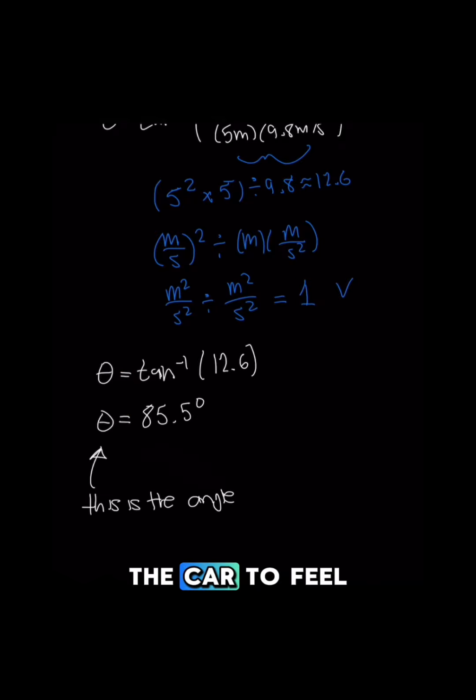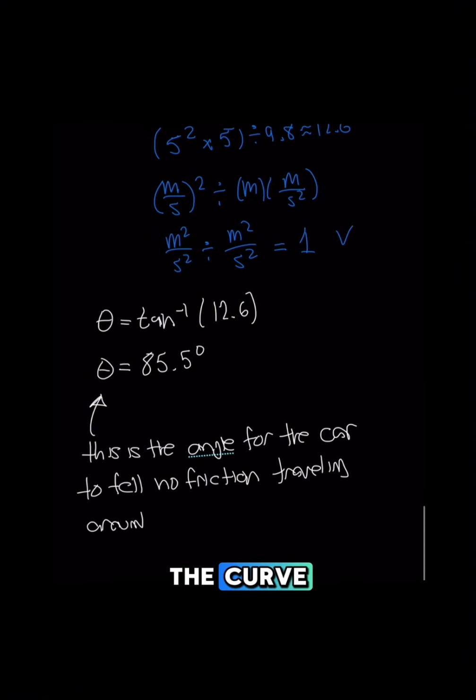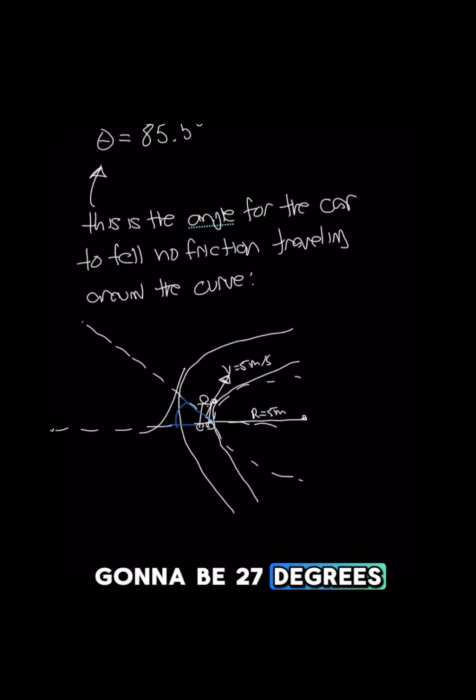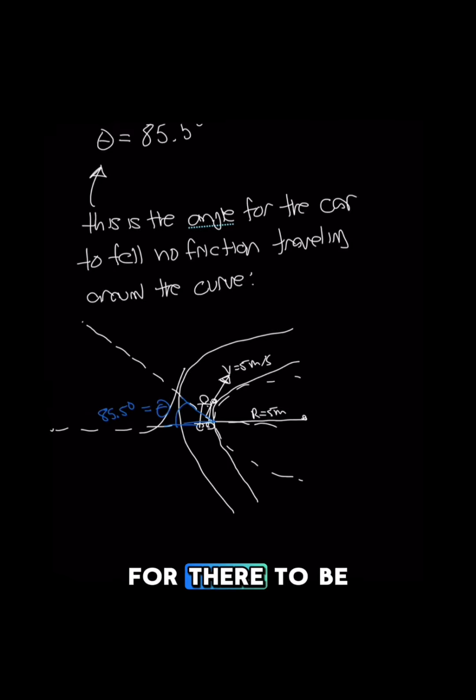And this is the angle for the car to feel no friction traveling around the curve. So if we have our situation here, our angle theta is going to be 27 degrees. That's going to be the angle of the banked curve for there to be no friction.